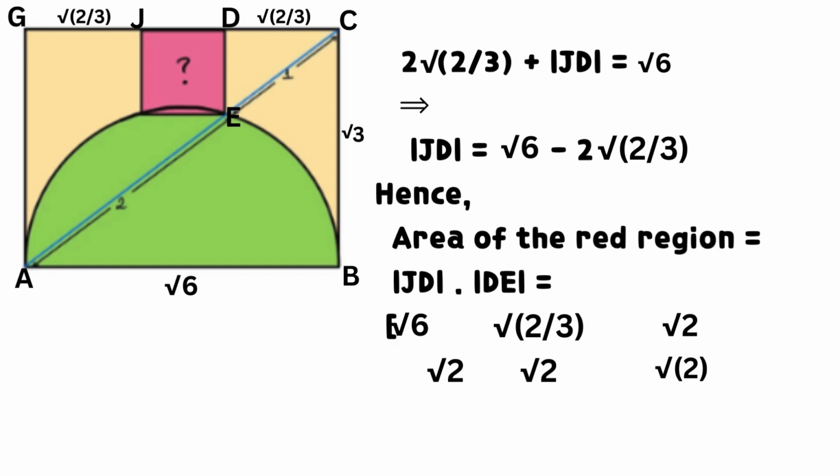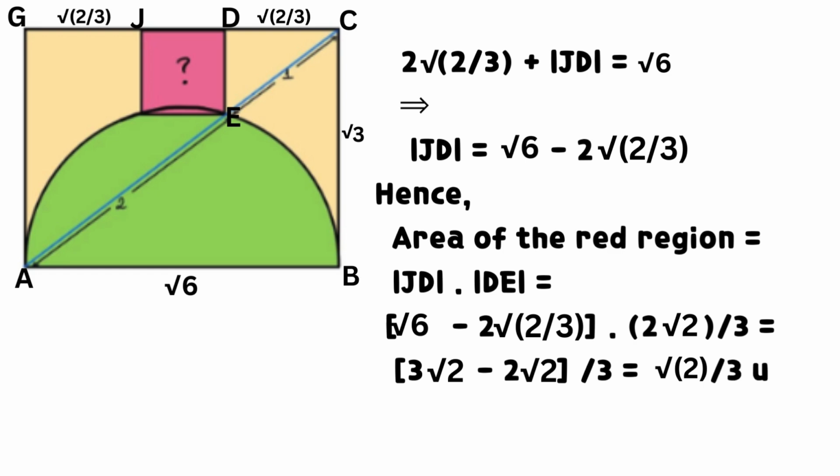Make line JD the subject of the formula and we have that line JD equals the square root of 6 minus the product of 2 and the square root of 2 divided by 3. Hence, the area of the red region equals the product of line JD and line DE, which equals the square root of 2 divided by 3 in square units, after substitution and simplification of values.